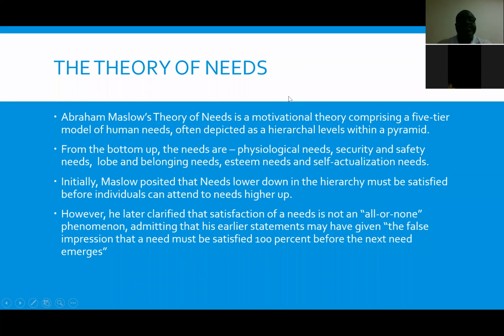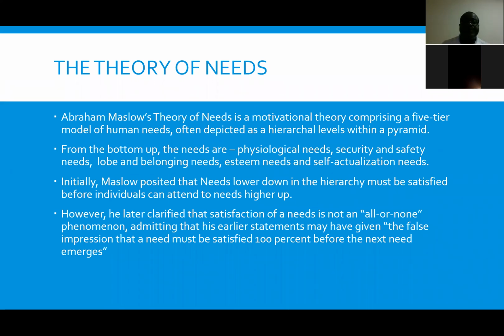The theory of needs. Abraham Maslow's theory of needs is a motivation theory comprising a 5-tier model of human needs. And these are often depicted as hierarchical levels within a pyramid. We know what a pyramid is. So they are depicted as hierarchical levels within a pyramid.